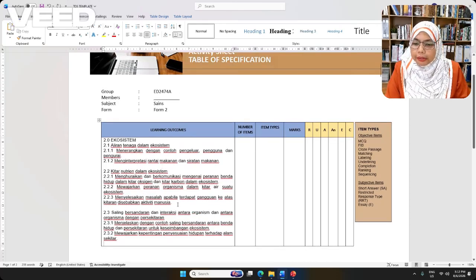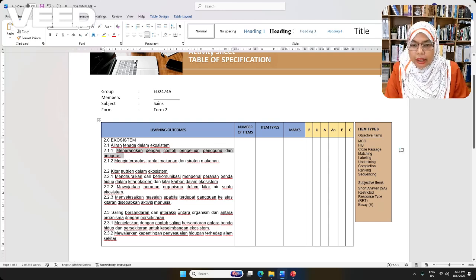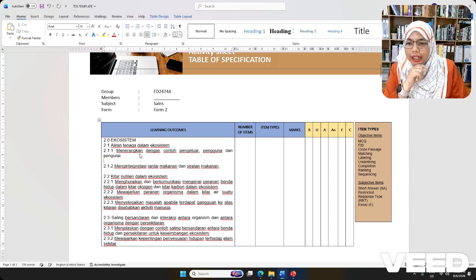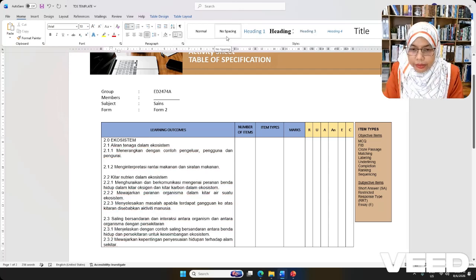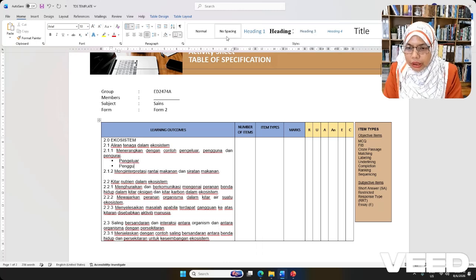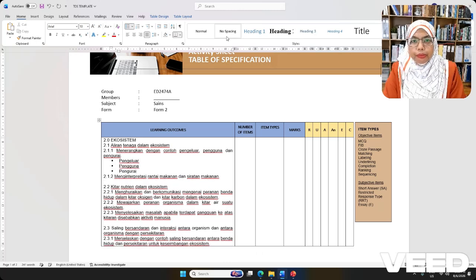Pertama, menerangkan dengan contoh pengeluar, pengguna dan pengurai. So remember that each question or each item must only measure one aspect of learning. And we have three aspects of learning here. So before we can provide more information, we need to specify that learning standards further. Right? So I'm just going to use point form. Pengeluar, pengguna, pengurai. All right.